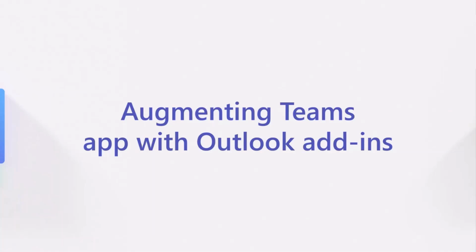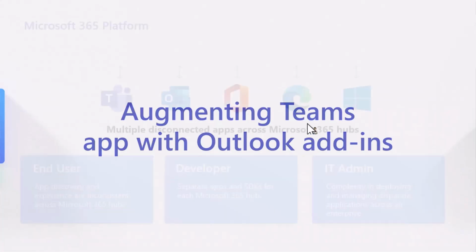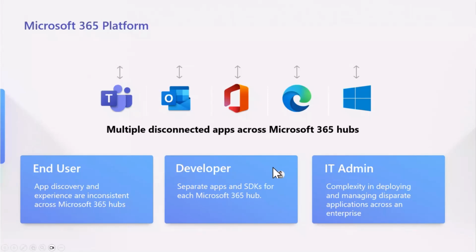So first of all, I'll just take a step back and walk through exactly what the vision of Teams app was. Initially, as all of you know, for the M365 platform, we had different hubs and we had different extensibility options. And that was a problem for all the stakeholders, whether it's end user, developer, or an IT admin, because everybody had separate experiences of discoverability, development, deployment, reviews across all of these different hubs. And it didn't really feel like an ecosystem of Microsoft.